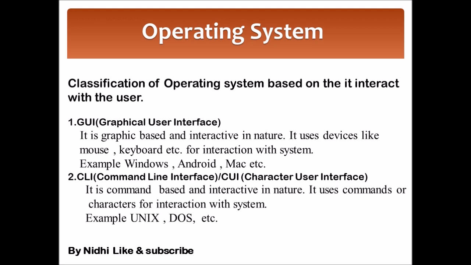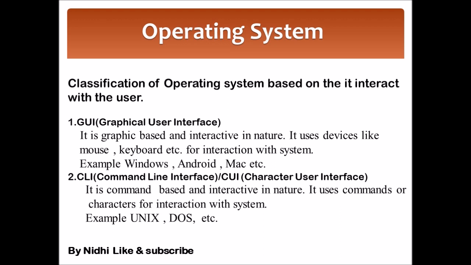The next categorization is CLI, that is command line interface, or CUI in some books, that is character user interface. This type of operating system is particularly based on commands. That means it does not have any mouse clicks, icons, etc. For everything that you want to perform, you have to write commands. It uses commands or characters for interaction with the system. Examples are Unix and DOS, which are examples of CLI or CUI based operating systems.